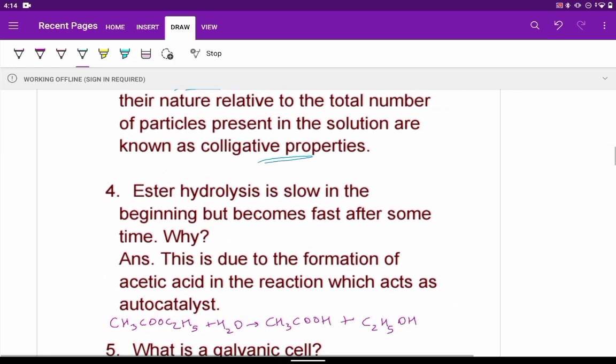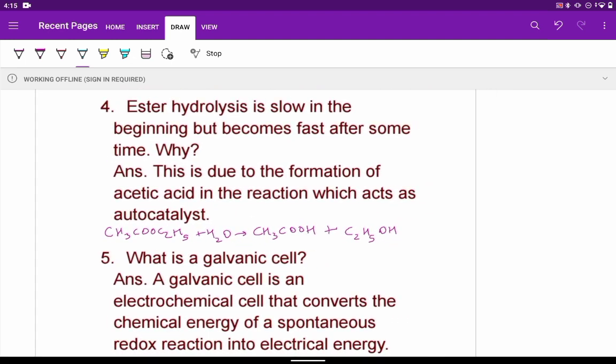Next question, ester hydrolysis is slow in the beginning but becomes fast after some time. Why? This happens because as the reaction proceeds, there will be the formation of acetic acid in the reaction, and this acts as an autocatalyst. As I have given the equation, you can see here, due to the formation of acetic acid, this chemical will function as an autocatalyst. So the reaction will be fast after some time.